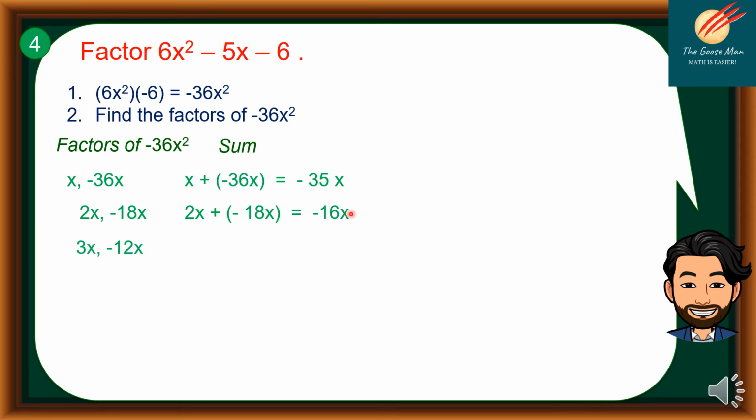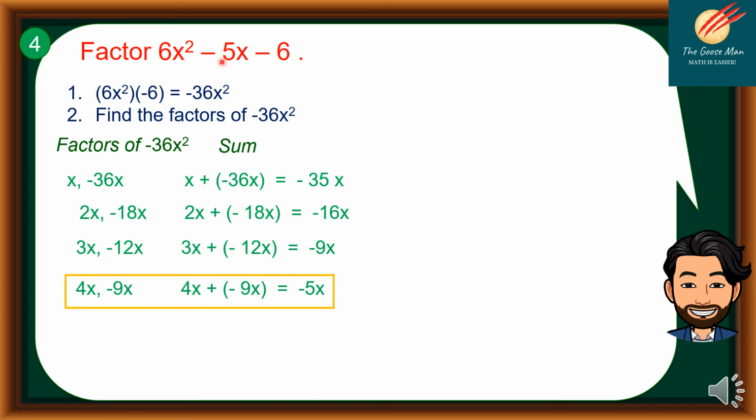3x times negative 12x. So, the sum is negative 9x. Again, this is not the sum that we are looking for. We are looking for the sum of negative 5x. So, what about 4x and negative 9x? The sum is equal to negative 5x. So this is the sum that we are looking for. Since the sum is negative 5x, we have the factors of 4x and negative 9x. Therefore, negative 5x can be expressed as the sum of 4x minus 9x.